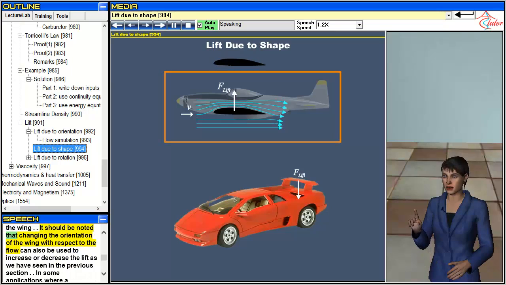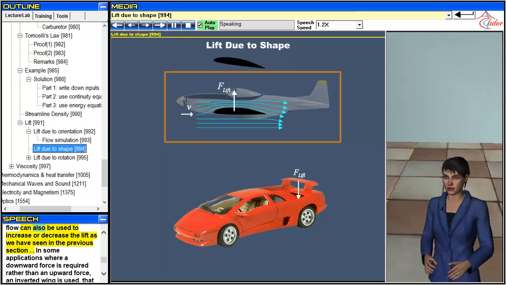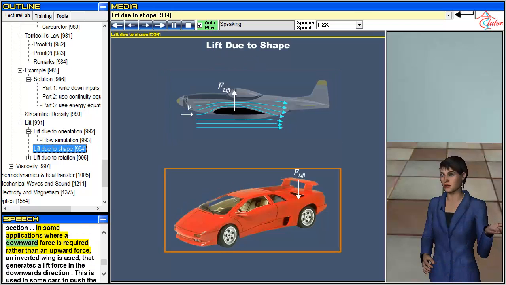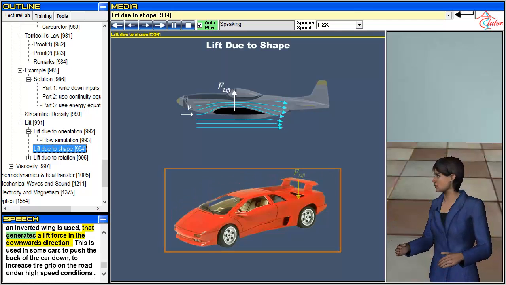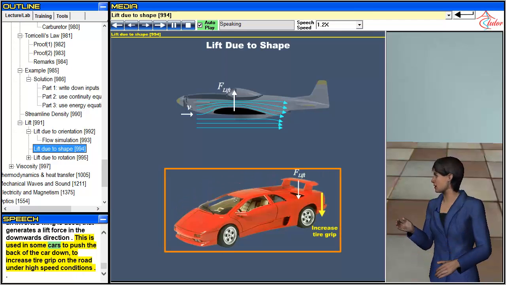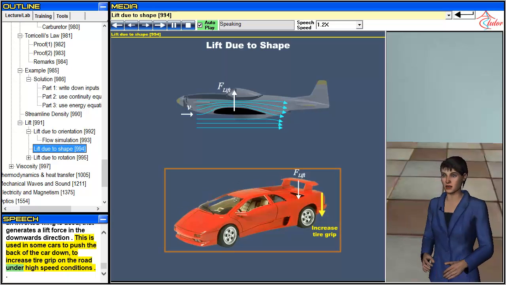It should be noted that changing the orientation of the wing with respect to the flow can also be used to increase or decrease the lift, as we have seen in the previous section. In some applications where a downward force is required rather than an upward force, an inverted wing is used. That generates a lift force in the downwards direction. This is used in some cars to push the back of the car down, to increase tire grip on the road under high-speed conditions.